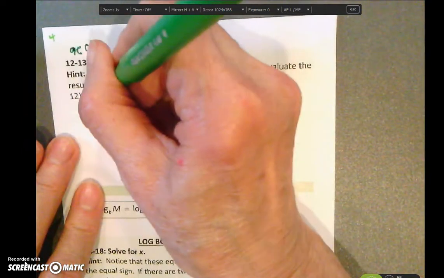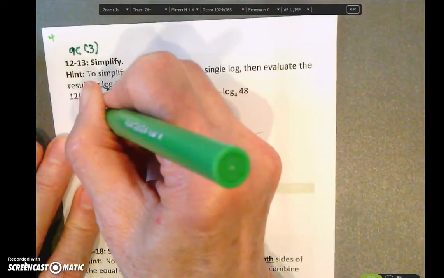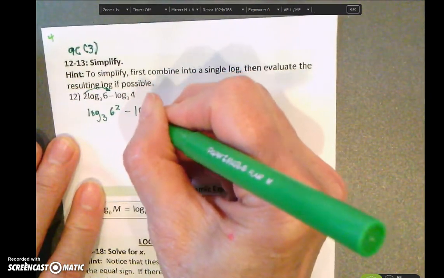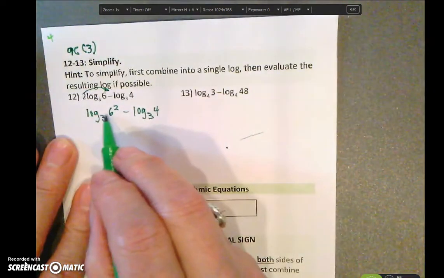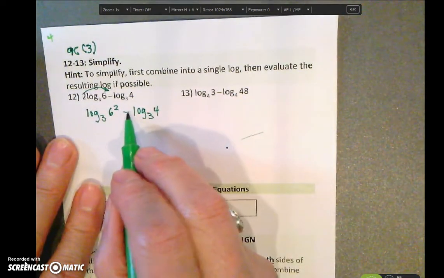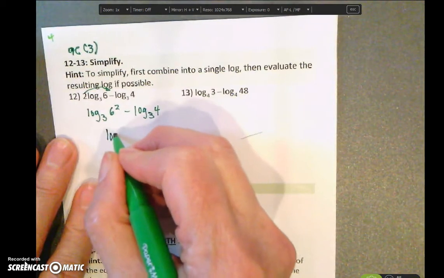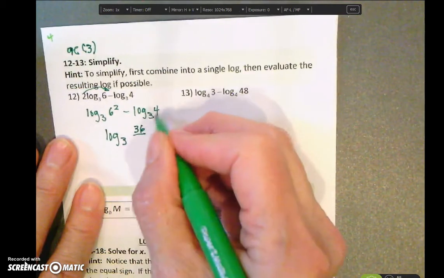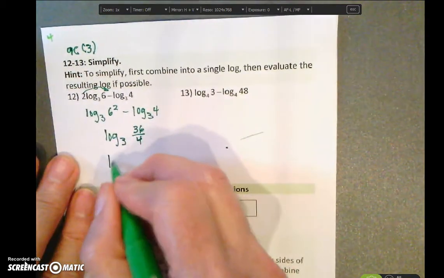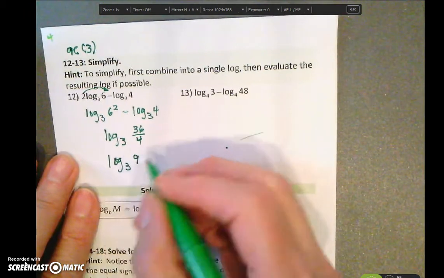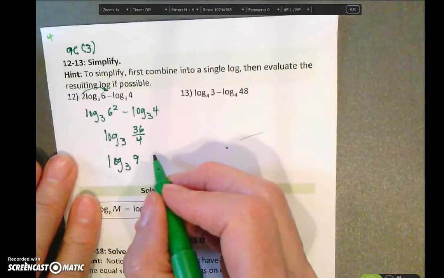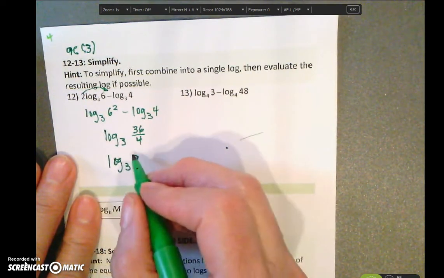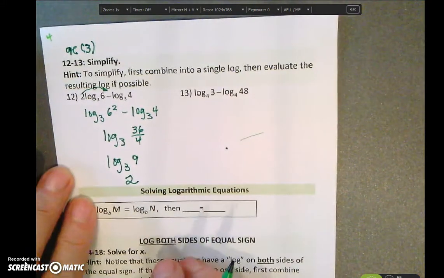All right, so remember that we want to bring this 2 inside first. So log base 3 of 6 squared minus log base 3 of 4. Then I have subtraction, so I'm going to do division. So log base 3, and I'm going to write this as 36 divided by 4. So that's log base 3 of 9. And we ask ourselves, 3 to what power is equal to 9? Remember, the log is the exponent, so 3 to the second power is 9. So this answer is 2.